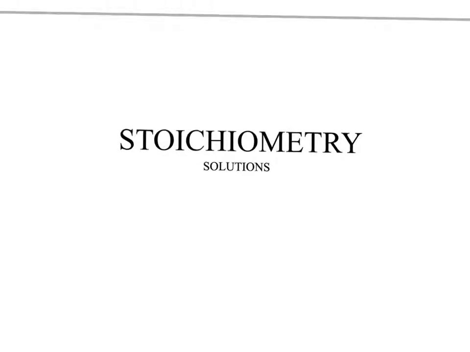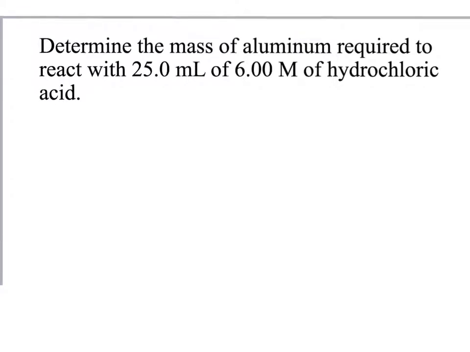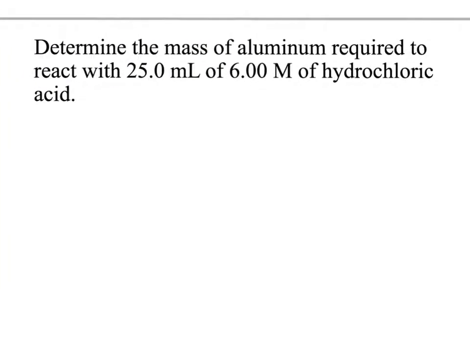So in this video, we're going to do stoichiometry involving solutions. Determine the mass of aluminum required to react with 25 milliliters of 6M hydrochloric acid, and M stands for concentration. Remember that this is another way of writing moles per liter.